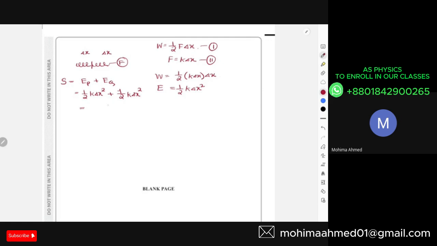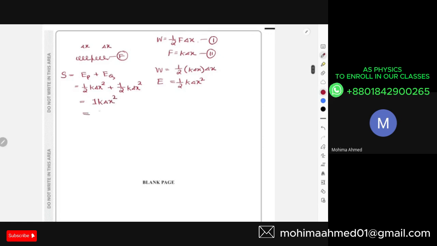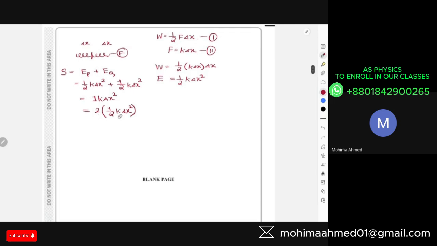And how can you get 1 K delta X square? I can write this first as 1 K delta X square, and then I can break down this 1 as 2 multiplied with half K delta X whole square, right? So half multiplied with 2 eventually restores your 1. The main motive to break down this 1 as 2 multiplied with half is so that I can write this statement. And this expression is what? Capital E. So we can get 2E for the series connection.